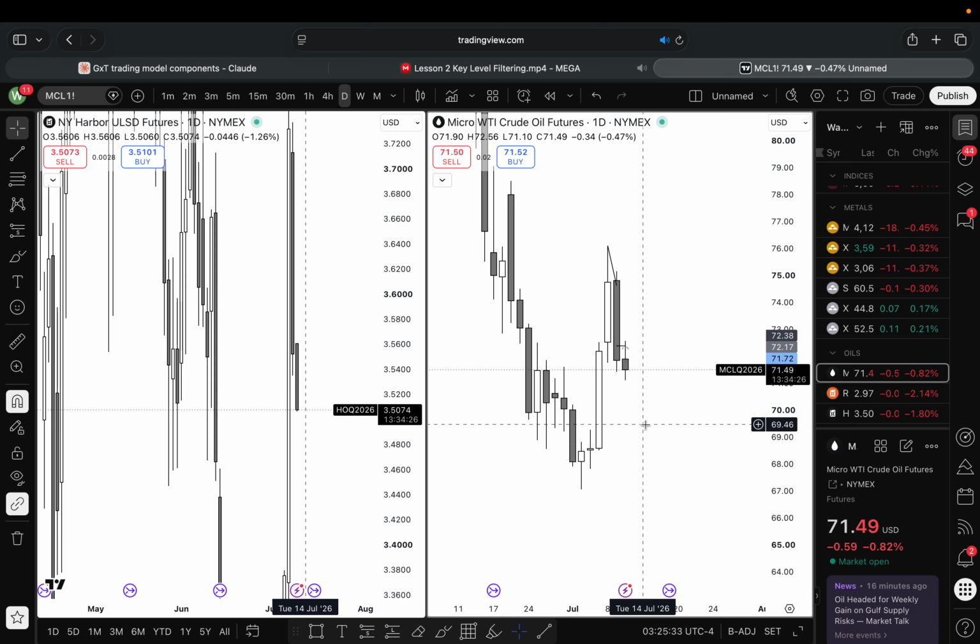I was looking for shorts, and we had formed a two-stage SMT on the 4 hour with a V-shape CISD on the 5 minute or the 3 minute. So I entered and I took a loss, which is fine. And losses happen, but that's how you make them back.